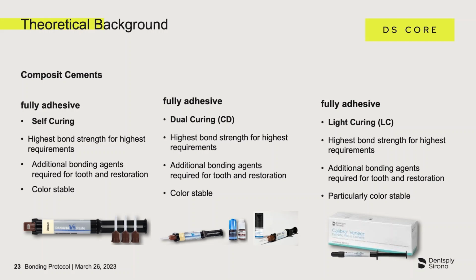Let's take a look at the differences in these groups. Basically, all three groups have very high bond values. That is, there is a very strong bond between the tooth and the restoration. All cements require additional bonding agents, and the color stability is good with all of them. It is particularly good with the purely light curing cements. Let's go into the individual groups again in more detail.